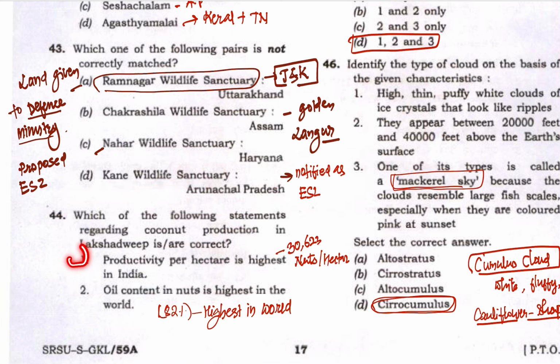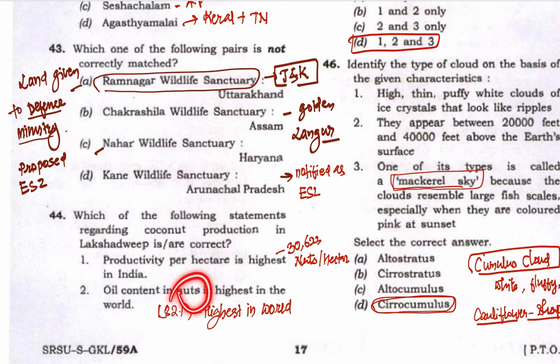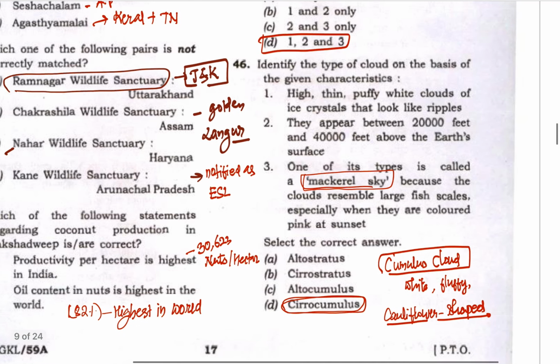Now about the Lakshadweep, remember that the productivity per hectare of coconut in Lakshadweep is the highest in India, and the oil content in the nuts such as palm nuts in Kerala is one of the highest in the world, around 82% is extracted as oil, so highest in the world. So both of these statements are correct.